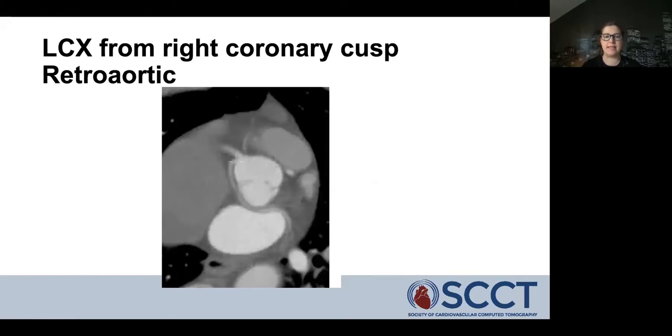This one is the left circumflex coming from the right coronary cusp. So left coronary cusp, non-coronary cusp, right coronary cusp. This is the right coronary artery. That's the little conus branch, but there's another branch here.